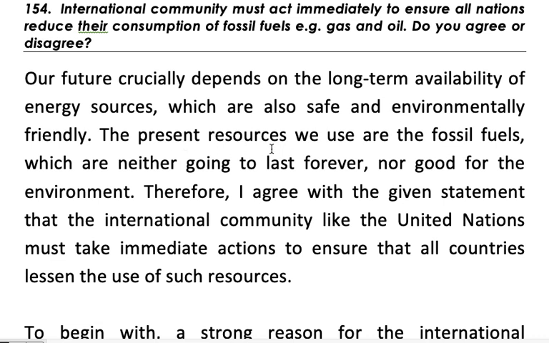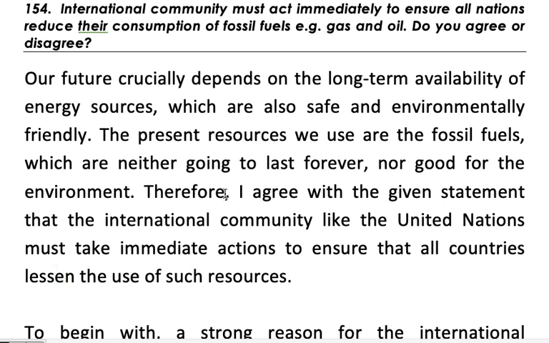The present resources we use are the fossil fuels, which are neither going to last forever nor good for the environment. Therefore, I agree with the given statement that the international community, like the United Nations, must take immediate actions to ensure that all countries lessen their use of such resources. See the spelling of lessen here. Lessen here means decrease. With an O, it becomes lesson, which you read in your textbooks, a chapter. But here it is lessen, which means decrease.